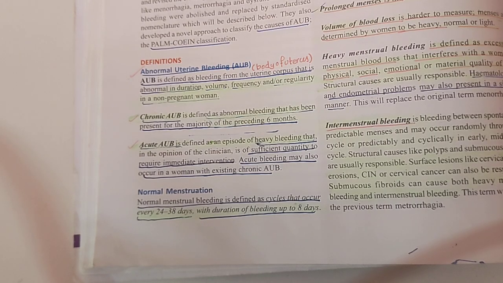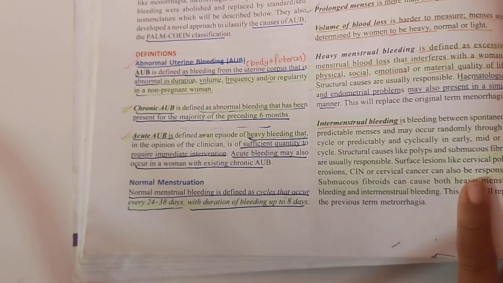So what is normal menstruation? Normal menstrual bleeding is defined as cycles that occur every 24 to 38 days, with a duration of up to 8 days. So that's the regular menstrual bleeding.